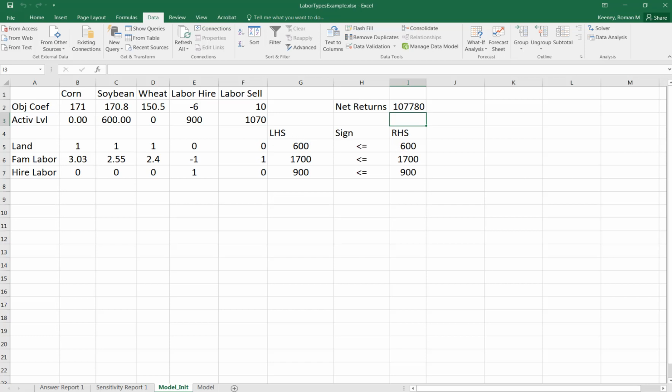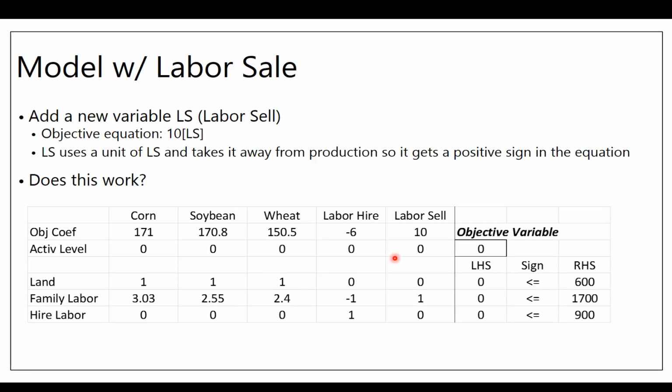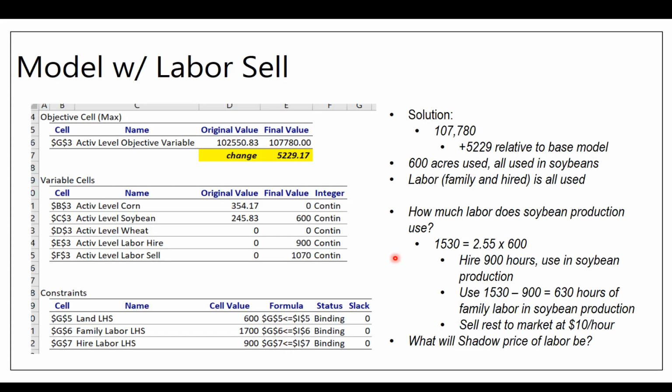Okay, so I believe the PowerPoint now is where we go back, and we'll see the results on the next slide. So if you look here, we had the original value compared to the new solution. So about $5,229 compared to the base model. We use all 600 acres. Every bit of labor available to this model is used. How much labor does soybean production use?